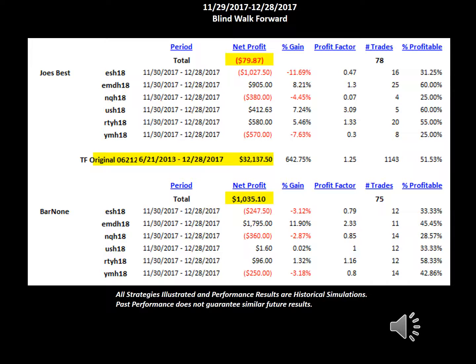Okay, and here's Bar None. Bar None there at the bottom made 1,035 as a group. The mid cap was a real star there, made 1,795. The bonds there only made $1.60, so it'll hardly ever be worth trading there. Joe's Best as a group together lost $79.